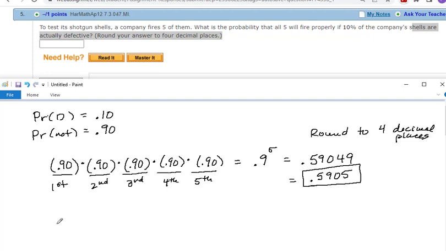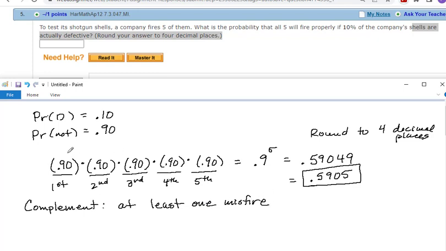Now knowing that, I want to talk about complements. What's the opposite of all 5 of them firing correctly? Well, the complement of all 5 firing correctly is that one of the 5 did not fire correctly. So it's not all 5 have to misfire. So the complement would be at least one will misfire.